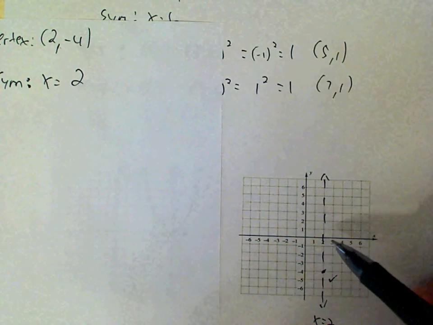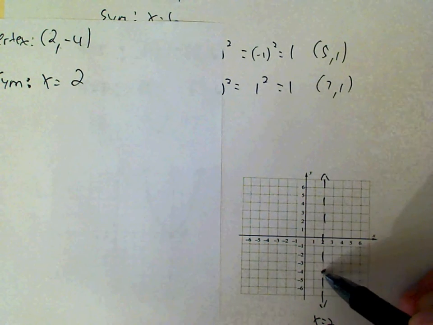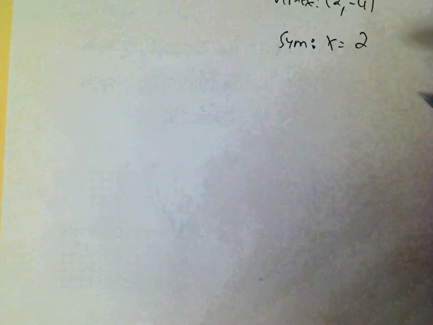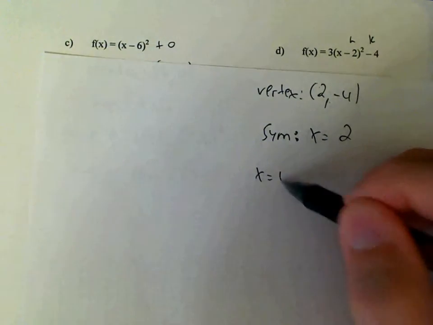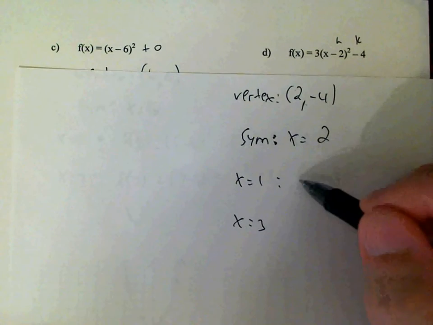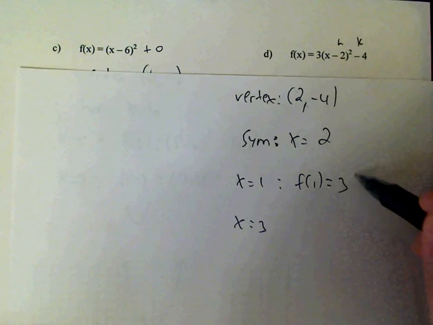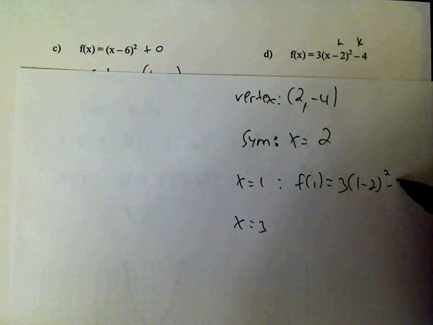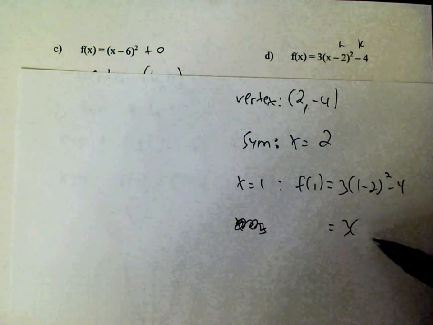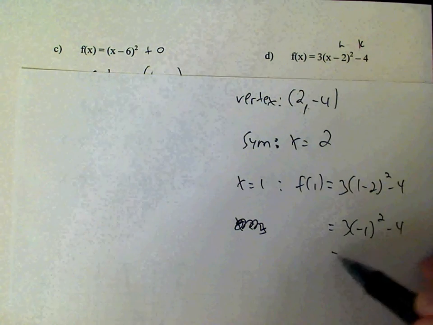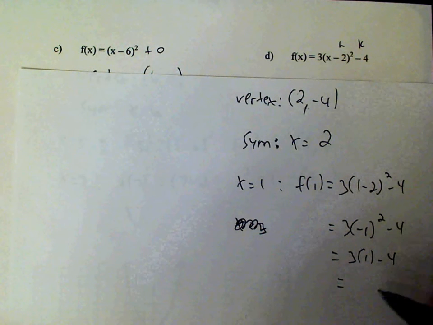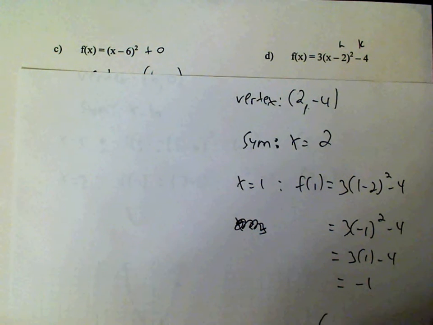Since this is our vertex, I'm going to use the x values of 1 and 3. So, here I go. I'm going to use x equals 1, x equals 3. I'm going to substitute those into the original problem. So if I find f of 1, I have 3 times (1 minus 2) squared, minus 4. I'm going to mark that out because I'm going to need some more space. Equals 3 times (1 minus 2, which is negative 1) squared, minus 4. Squared is negative 1, and I get positive 1, so 3 times 1 minus 4. And 3 minus 4 is negative 1. So that point is 1, negative 1.